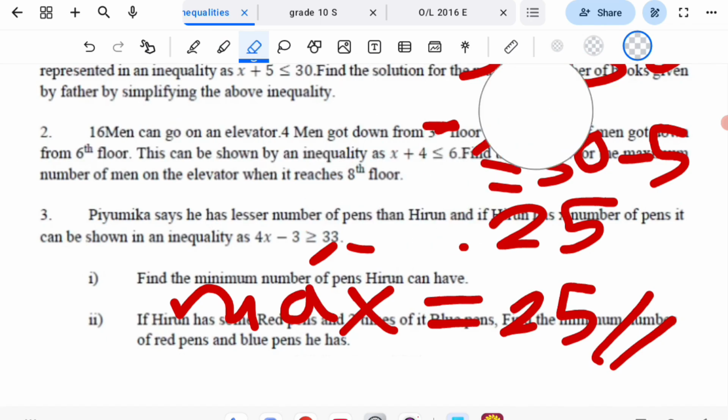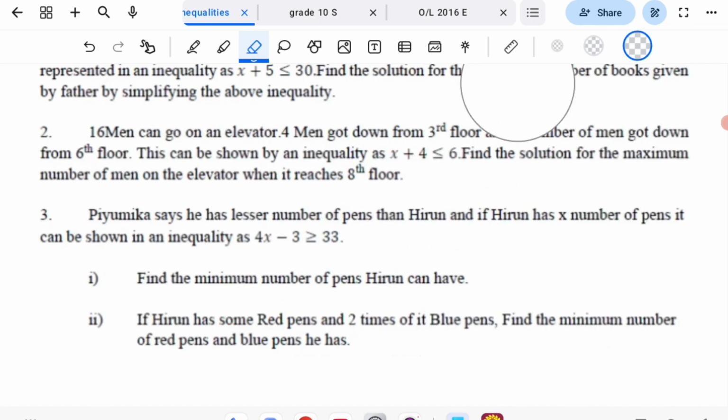In part 2, 16 men can go on an elevator. 4 men got down from 3rd floor. x number of men got down from 6th floor. This can be shown by an inequality as x plus 4 less than or equal to 6. Find the solution for the maximum number of men on the elevator when it reaches 8th floor.